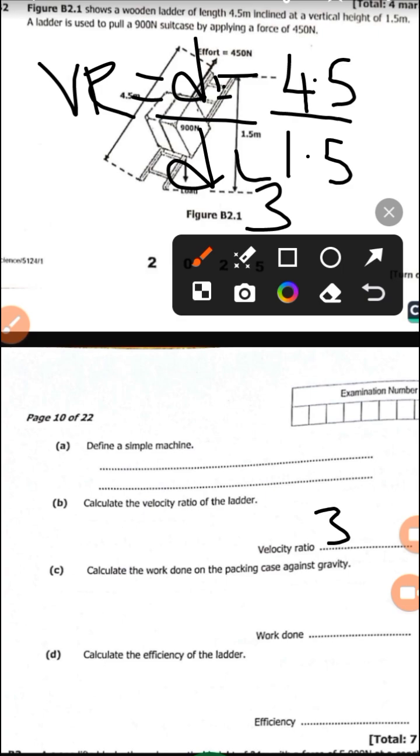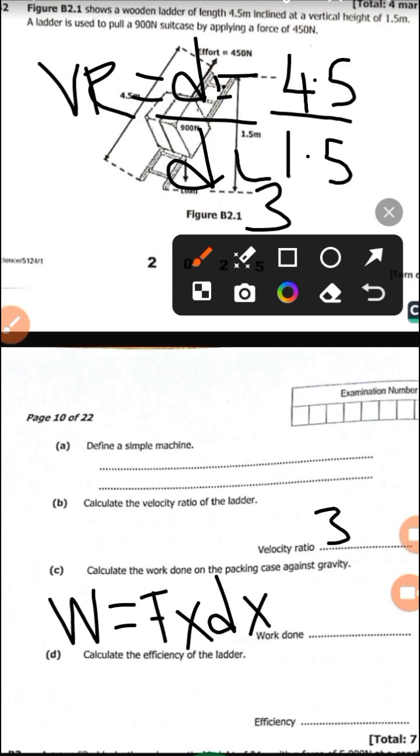Then we move on to calculate the work done on the packing case against gravity. Here you also have to know the formula for work. Then you also have to understand that gravity is equal to 10. So work is equal to force multiplied by distance. Here we are saying against gravity, so you are going to multiply by gravity. So you are going to write work is equal to force multiplied by distance multiplied by gravity.